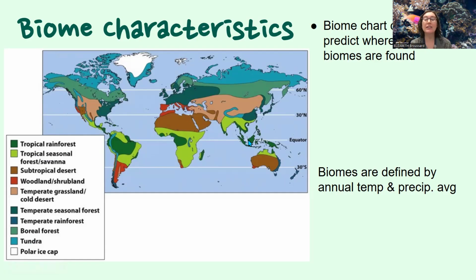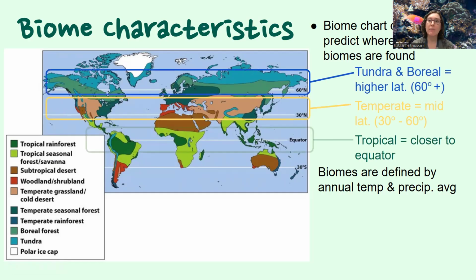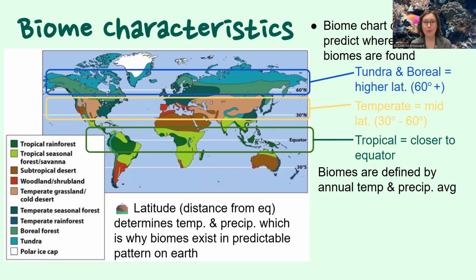So they are distributed based on temperatures, because that's also going to tie in precipitation. This is just defining them by their regions, tundra versus temperate versus tropical. They follow along these continuums across the latitudes of our planet. Latitude, of course, is our distance from the equator, and that's going to determine the temperature and precipitation patterns.